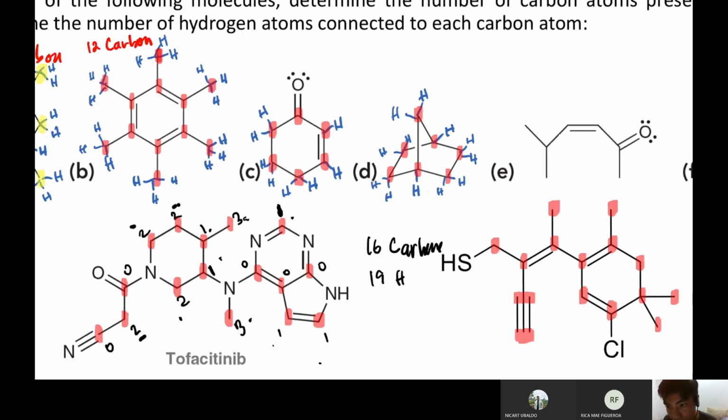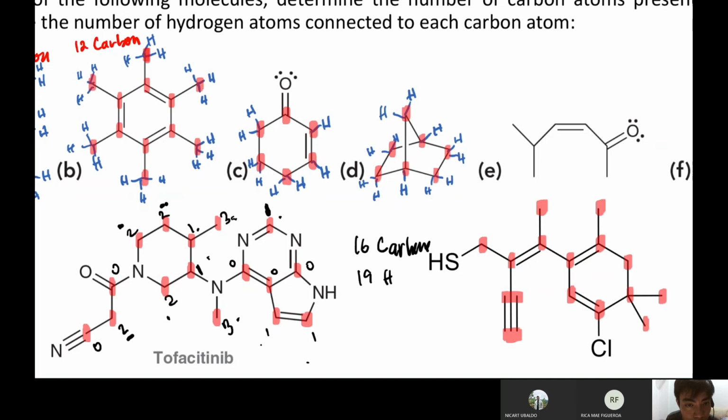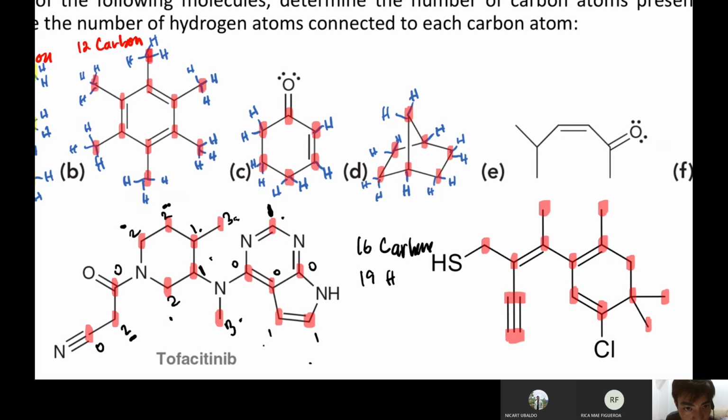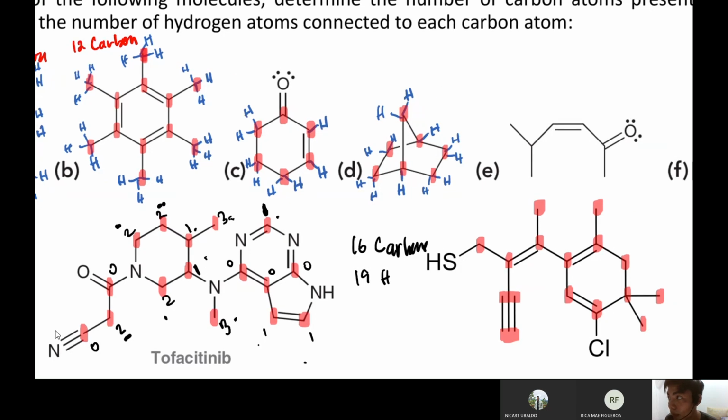Check natin yung kay Nicar. Okay. So, 7 carbons, 12 hydrogens, 3, 1, 1, 1, 3, 3. Okay, so tama. 10 hydrogens, so tama din. 16. Okay, so yan. Ito naman, nakalimutan natin.